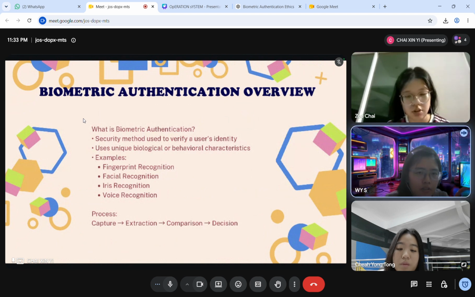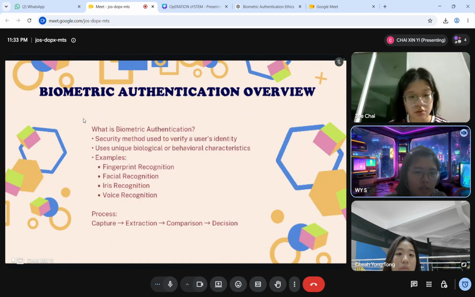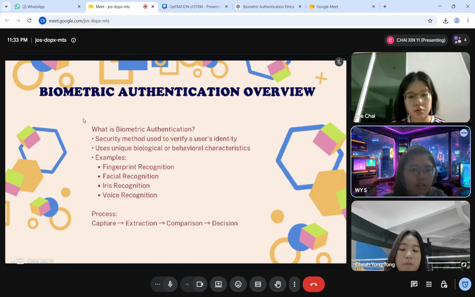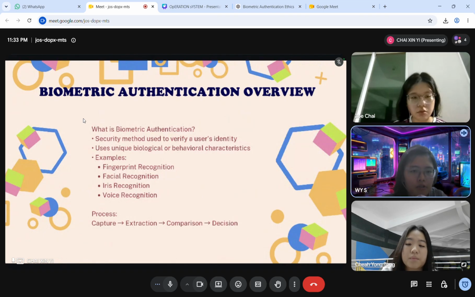Biometric authentication is a security method that verifies a user identity using unique biological characteristics such as fingerprint, facial feature, iris patterns, and voice recognition. The authentication process consists of four phases: capture, extraction, comparison, and decision. Next.